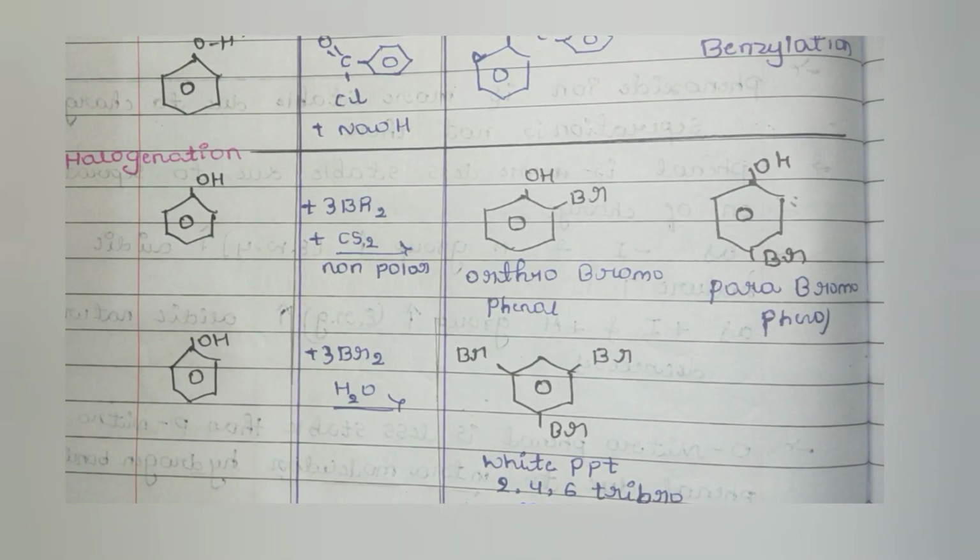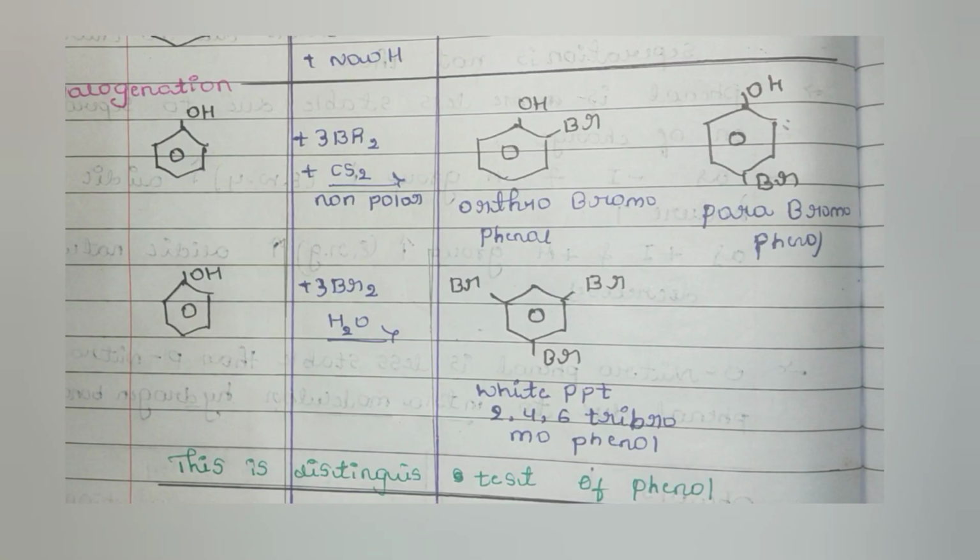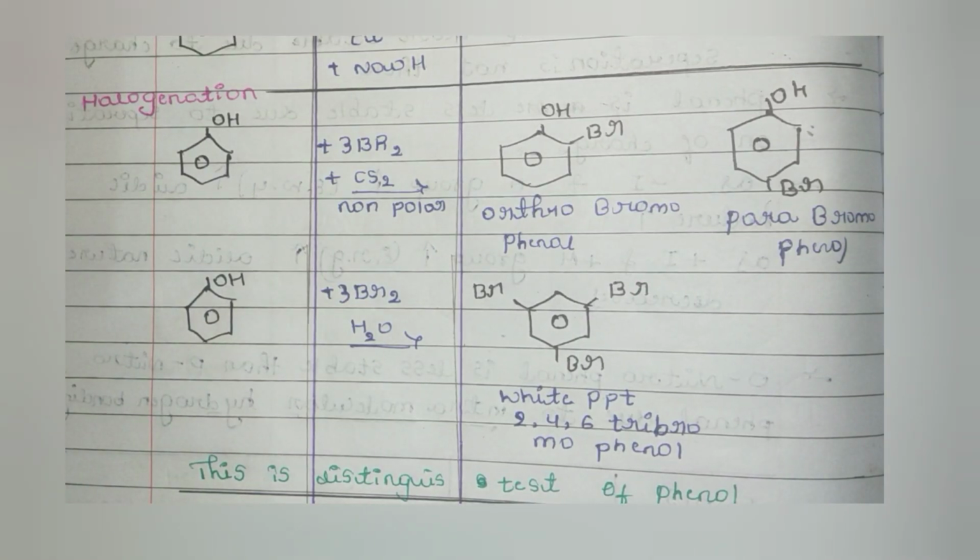Halogenation. When phenol is treated with bromine in the presence of carbon disulfide, a non-polar solvent, it gives ortho-bromophenol and para-bromophenol. And when phenol is treated with 3 moles of bromine in the presence of water, a polar solvent, it gives 2,4,6-tribromophenol. This is an identification test to distinguish phenol from alcohol. It is white in color. This reaction is called halogenation.